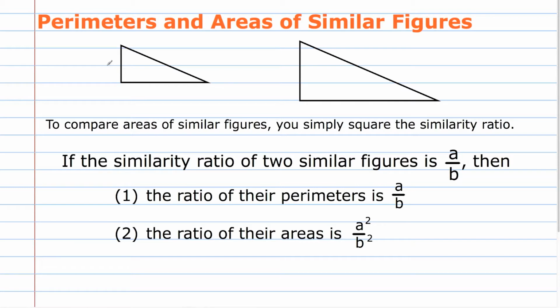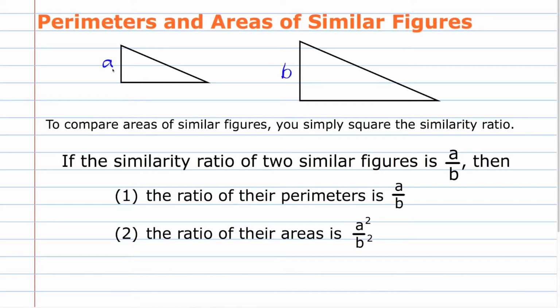Here we start to discuss the perimeters and areas of similar figures. Here we have two triangles, and we're going to say that they are similar. I'm going to label this side A, and I'm going to label this side B. To compare the areas of similar figures, you must square the similarity ratio. Well, what's the similarity ratio? If the similarity ratio of two similar figures is A to B, in this case, this side to this side, then the ratio of their perimeters is also going to be A to B. And the ratio of the areas is going to be a squared to b squared.